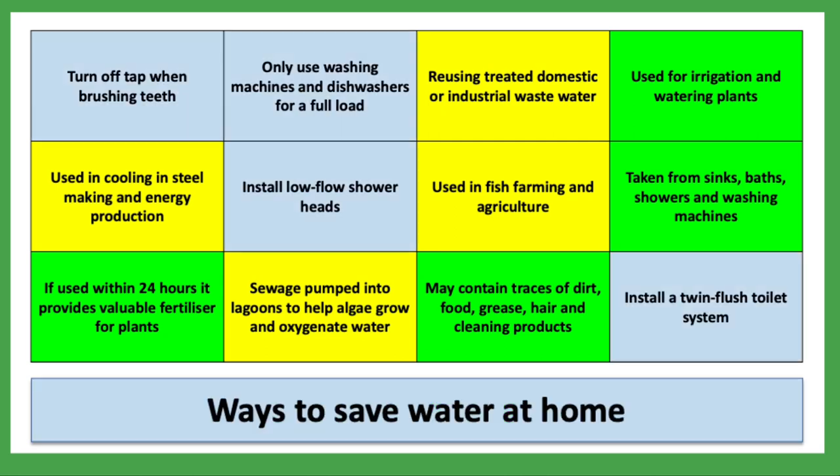Let's have a look. We've got turning the tap off when brushing teeth, only using washing machines and dishwashers when they are full, installing a low flow shower head, or installing a twin flush toilet system. And of course, they are all ways to save water at home. If you worked that out, then well done.